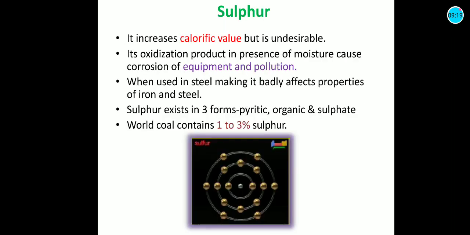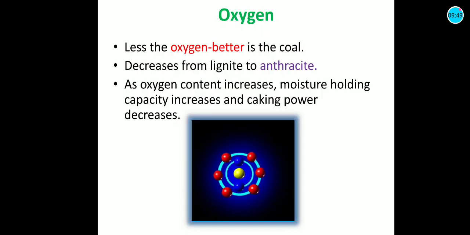Then sulfur content. Okay, sulfur content, it increases the calorific value but is undesirable. Its oxidation product in presence of moisture causes corrosion of equipment and pollution. When used in steel making, it badly affects properties of iron and steel. The sulfur exists in three forms, that is pyritic, organic and sulfate. World coal contains 1 to 3% of sulfur.